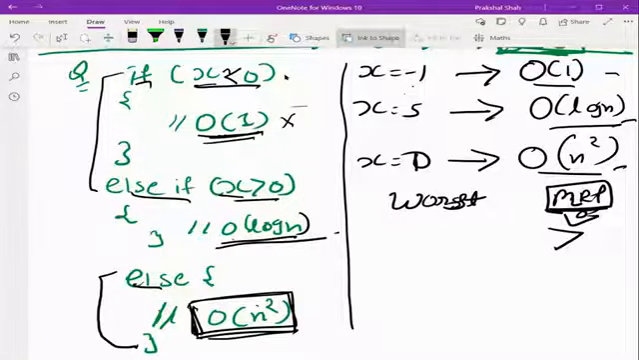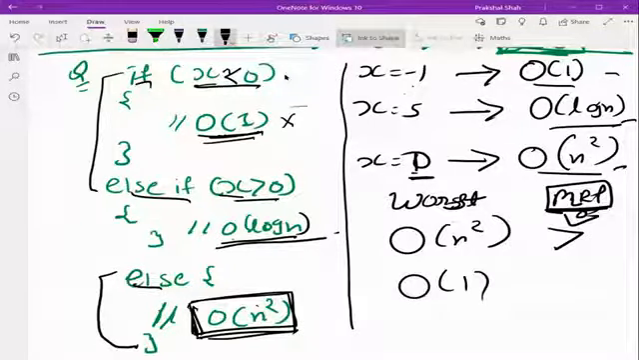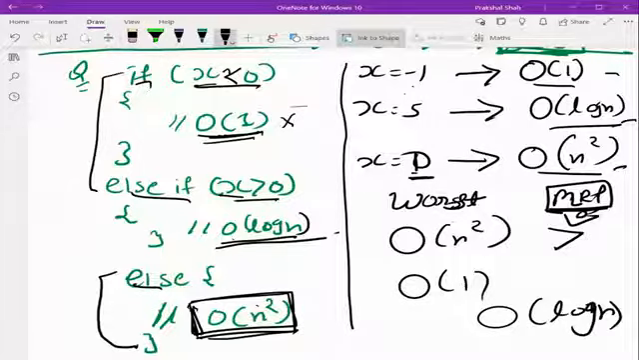So in the worst case, if my x equals 0, then it will be order of n square. If my x is not equal to 0, then it's better. It will be sold for less than my MRP, like order of 1 or order of log n. Yes or no? MRP is what? Maximum retail price. So the vendor cannot sell any item greater than order of n square.